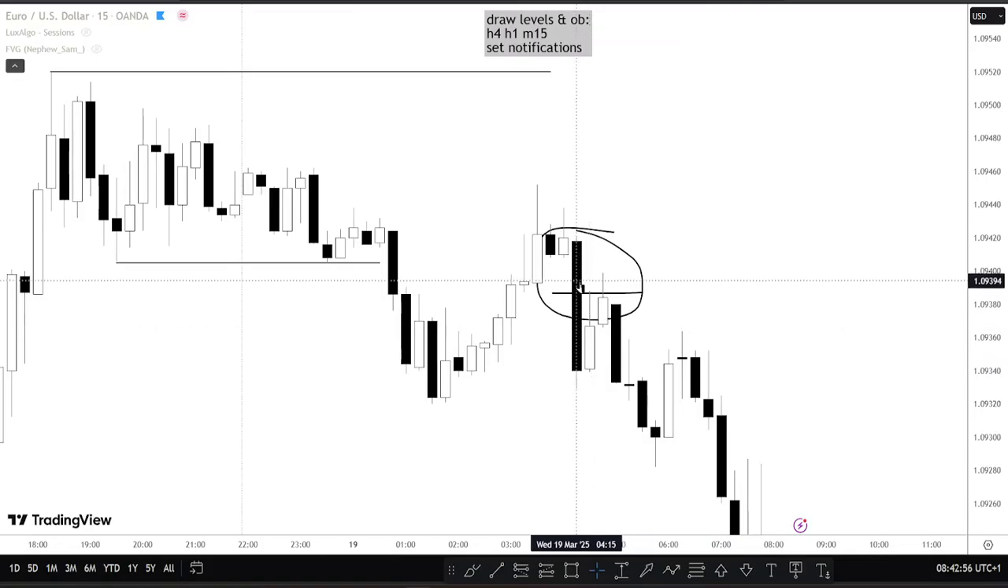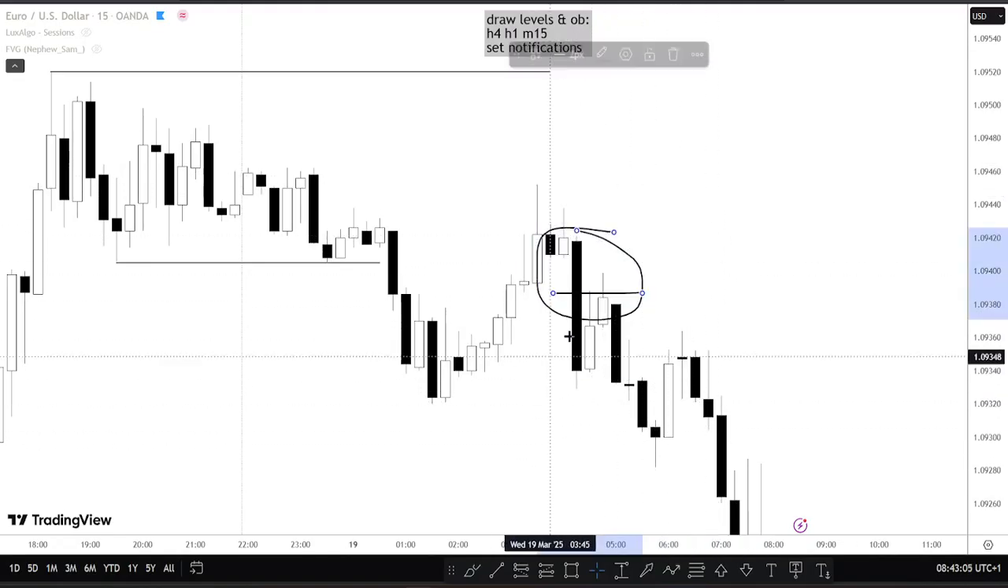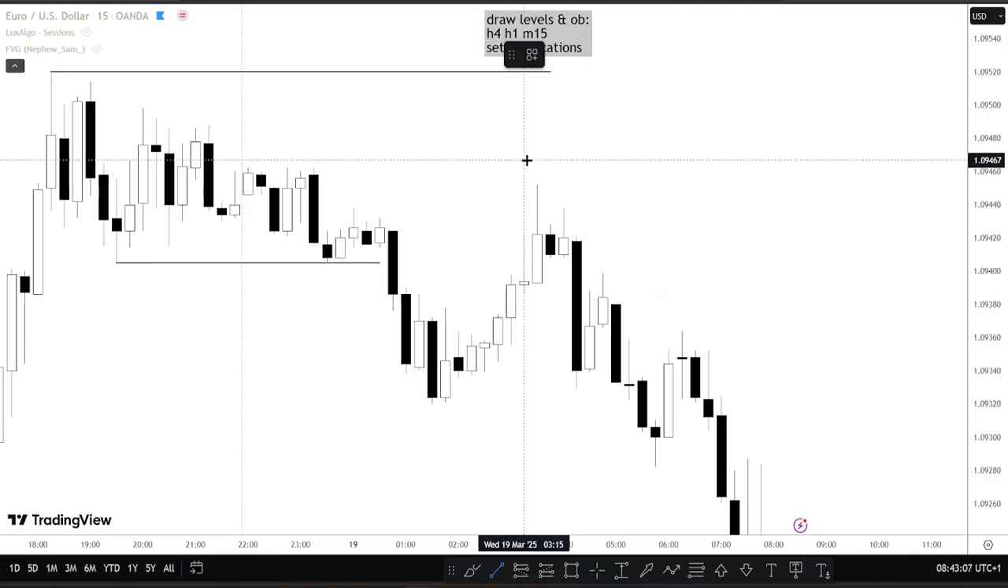We come back into it for another push down. And you see, we have some power here. We have some power here. So basically, after this move down, we have strength here.